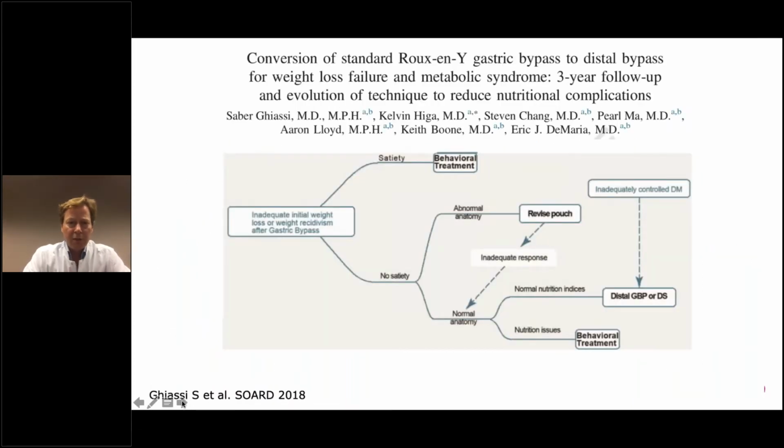This is also a very interesting study by the group of De Maria, who actually looked at persistent satiety in case of initial weight loss after a period of weight regain, or weight recidivism, they call it here. In case the patient had satiety, they were administered behavioral treatment. In case there was no satiety, then they would rule out abnormal anatomy, revise the pouch, or even perform the more drastic procedures such as the distalization of the gastric bypass or even duodenal switch.